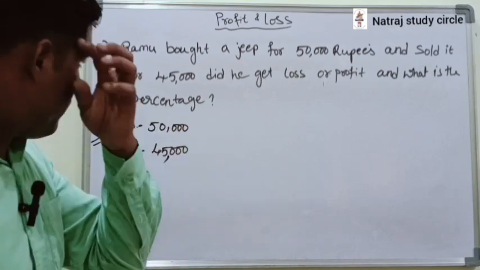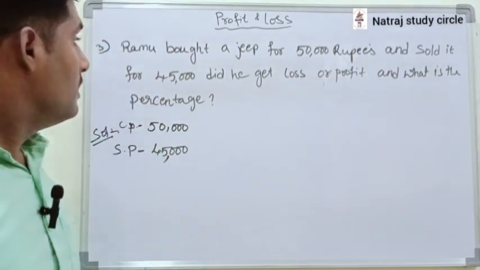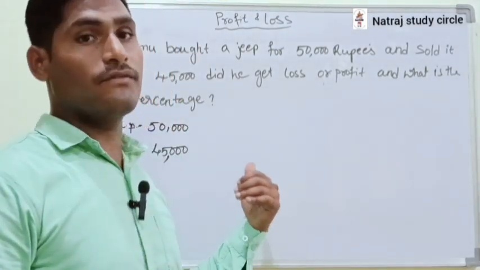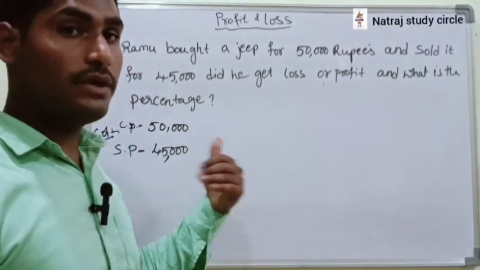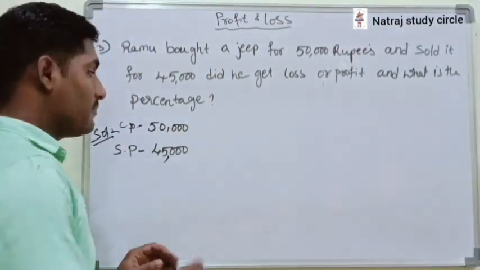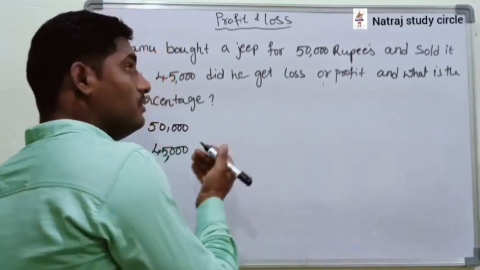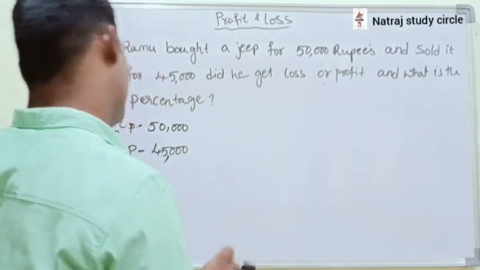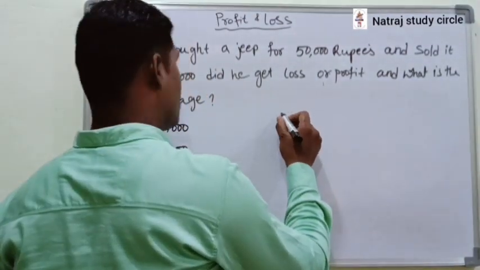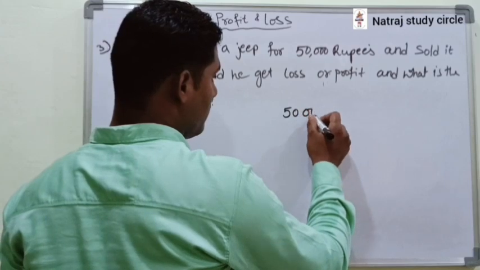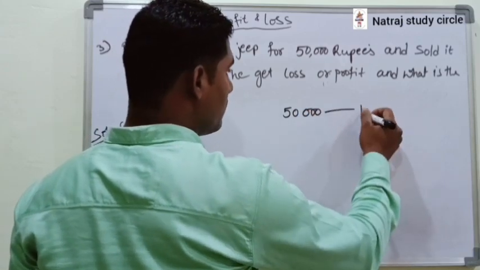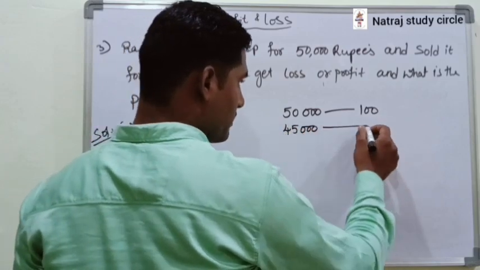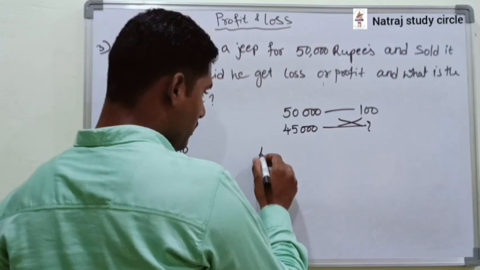In the previous questions, he increased the selling price over the cost price. Here he has decreased the selling price, so he definitely got a loss, but we have to find at what percent. The cost price is 50,000. We take this as 100%, and we have to find the percent of loss here. So we cross multiply them.